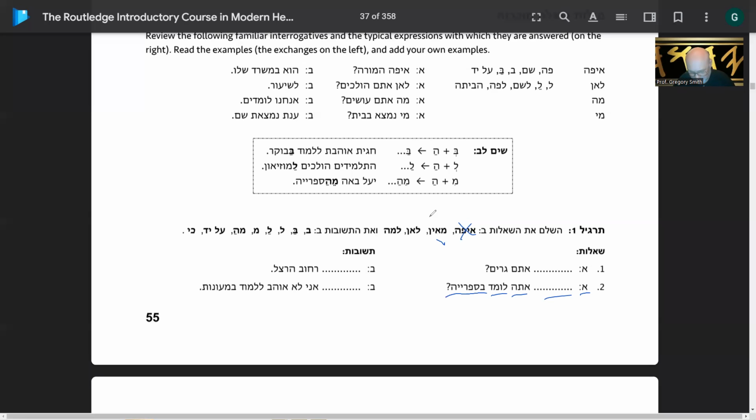One of these days I'll get these totally memorized. Okay, now this one here, why are you studying in the library? That might work, lama. Lama? Why are you studying in the library? Well, let me see what the answer is. That'll give me a better clue. Blank, ani lo ohev lilamod, I do not like to study.